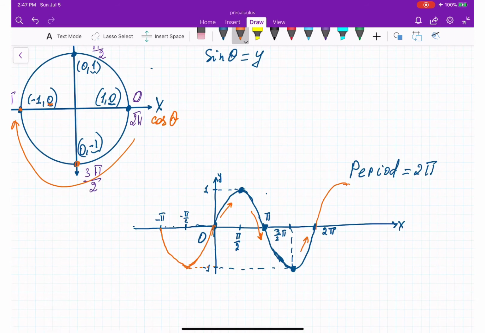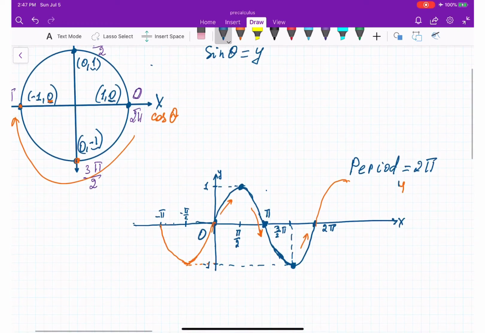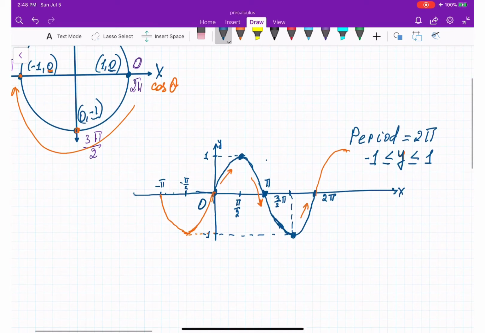Now, our range of y can fluctuate from negative 1 to positive 1. That's our range. We call it amplitude. Let me move it here.